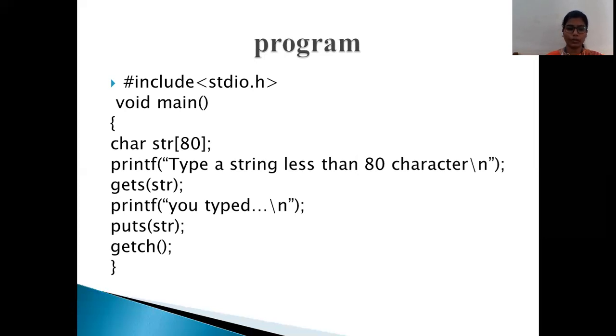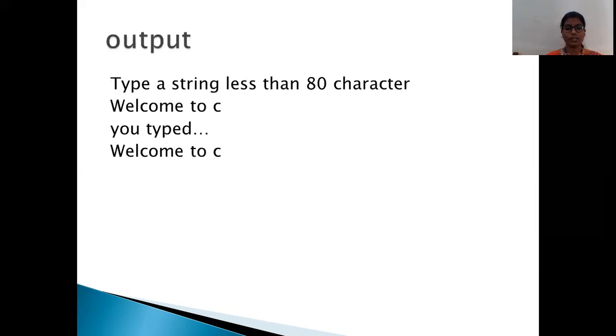Then curly bracket close. Let us see the output of that program. The first printf statement is: Type a string which is less than 80 characters. Here we enter the string welcome to C. Another statement, the output statement is puts. Here it shows you typed welcome to C.